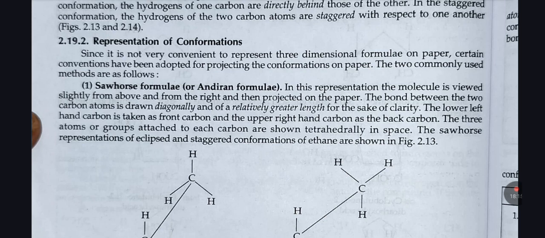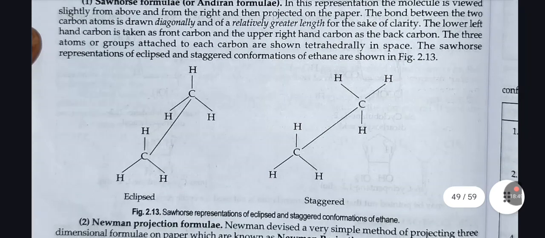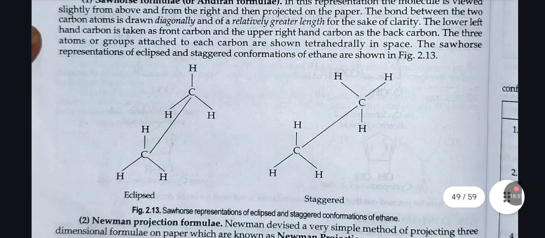the paper. The bond between the two carbon atoms is drawn diagonally and of a relatively greater length for the sake of clarity. The lower left-hand carbon is taken as the front carbon and the upper right-hand carbon as the back carbon. The three atoms or groups attached to each carbon are shown tetrahedrally in space. The Sawhorse representations of eclipsed and staggered conformations of ethane are shown in figure 2.30.